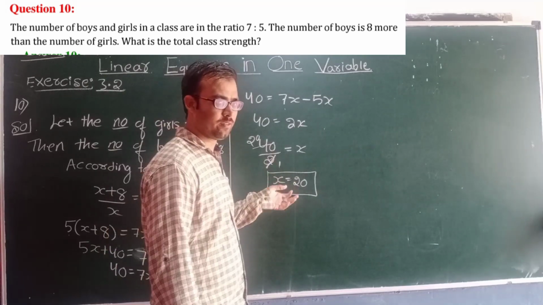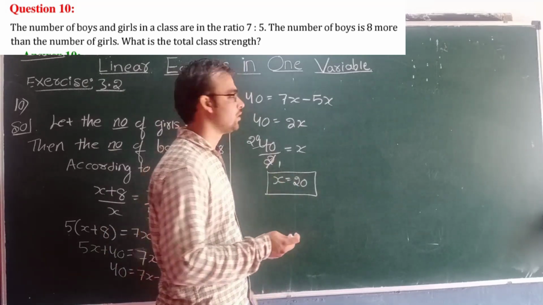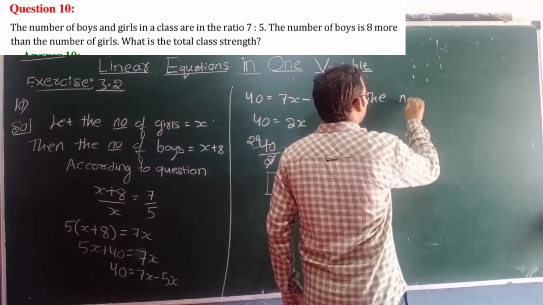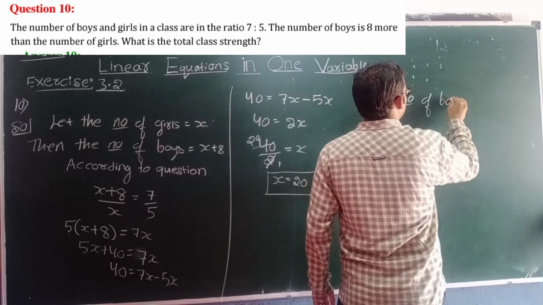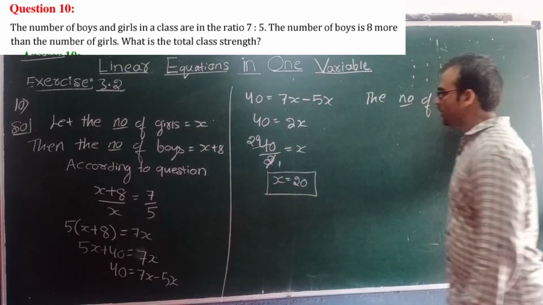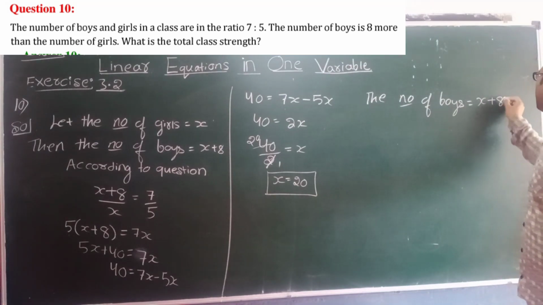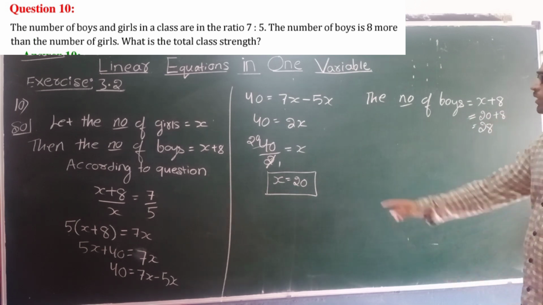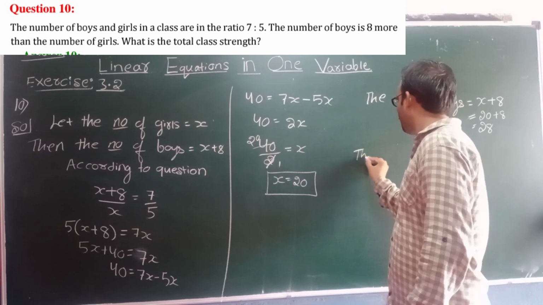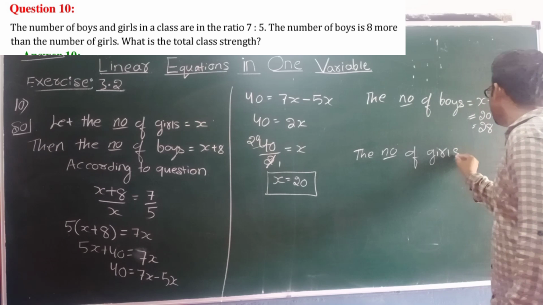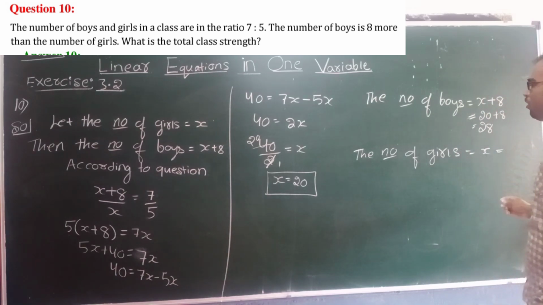So what do we need to find? We need to find the number of boys as well as girls. The number of boys equals, what is the number of boys? x + 8, no? x is 20, so 20 + 8 is 28. And what is the number of girls? The number of girls is equal to x, which is how much? 20.